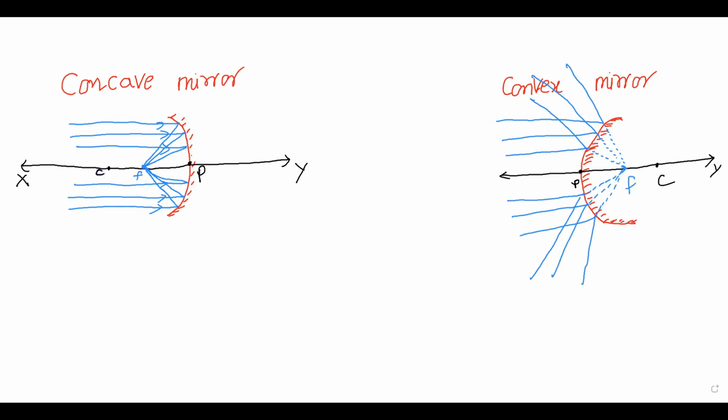So when it comes to concave mirror, you need to understand that both focus and center of curvature are in front of the mirror, whereas in case of convex mirror, both focus and center of curvature are behind the mirror. Okay.